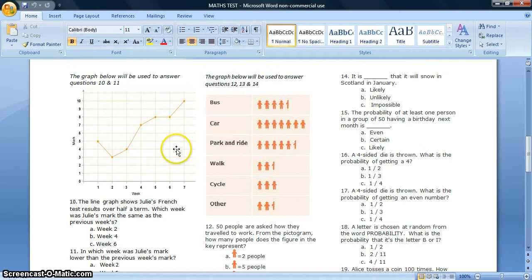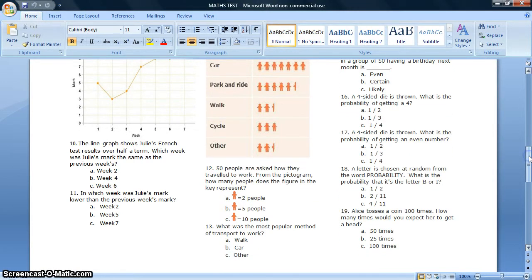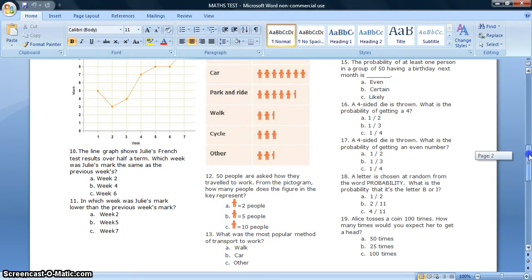The graph below will help you answer questions 12, 13, and 14. Question 12. 50 people were asked how they travelled to work. From the pictogram, how many people does the figure in the key represent? A. 2 people. B. 5 people. C. 10 people. Question 13. What was the most popular method of transport to work? A. Walk. B. Car. C. Other.